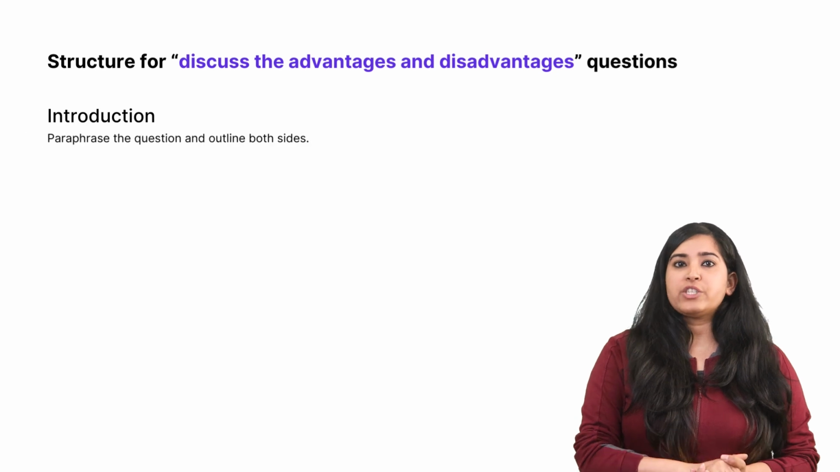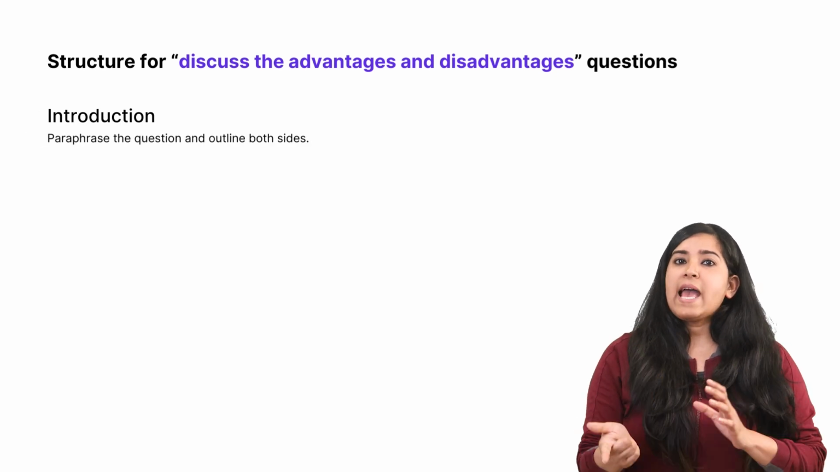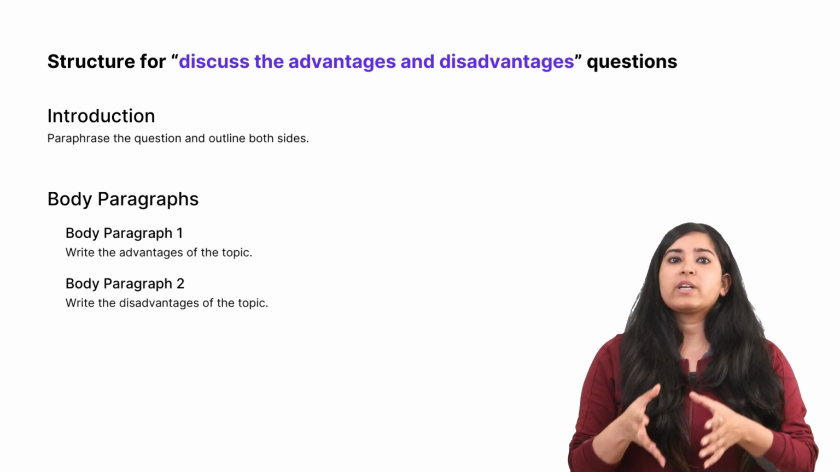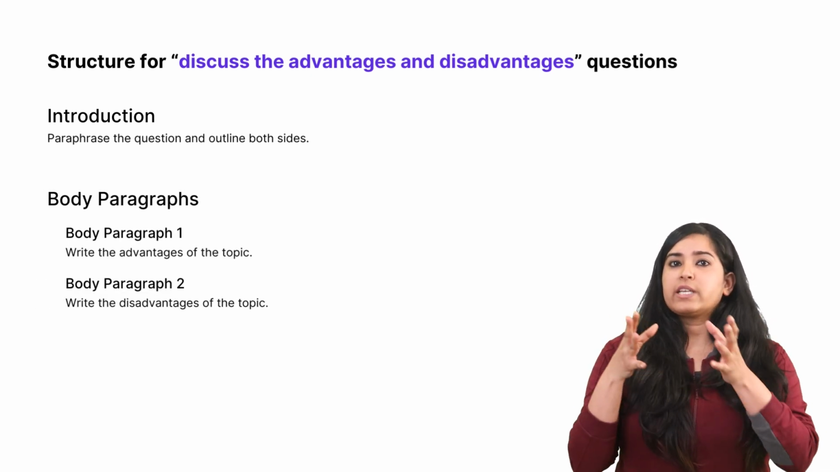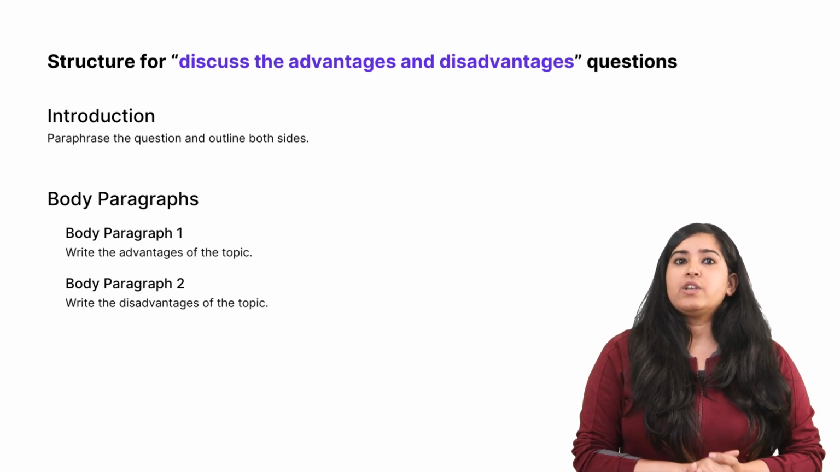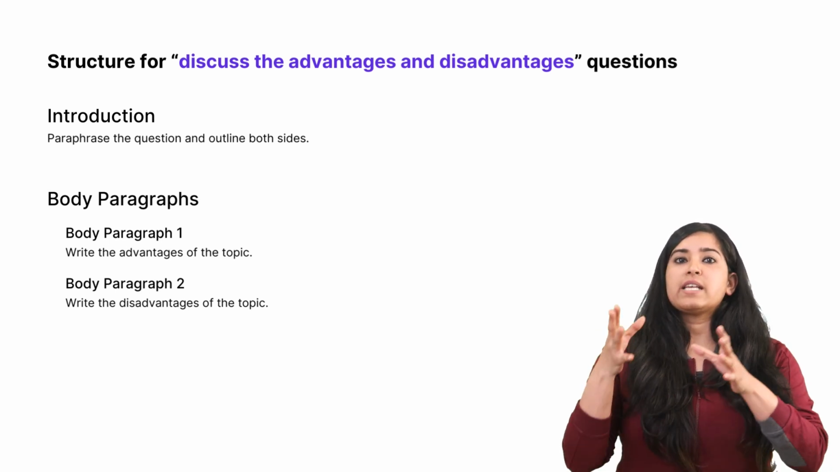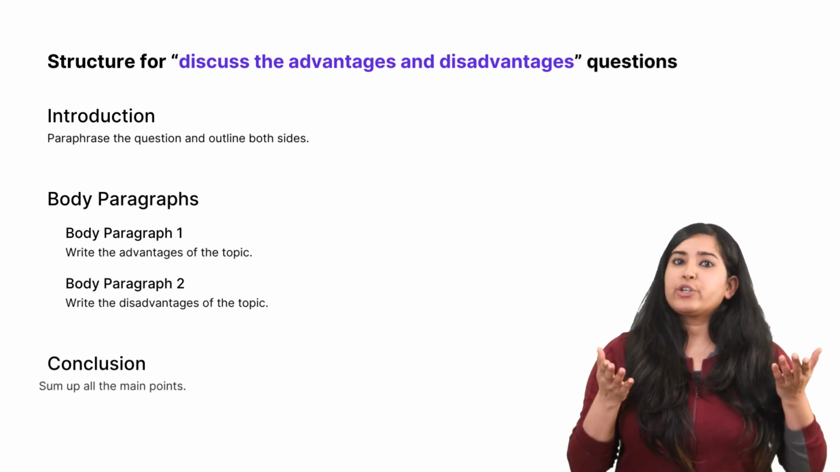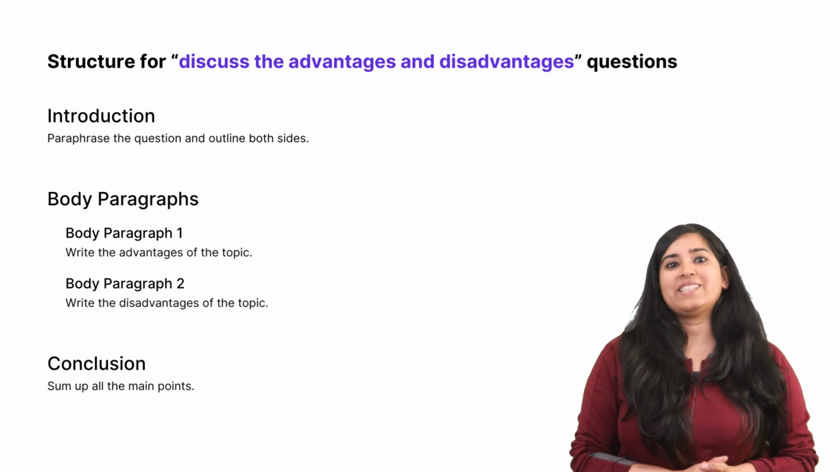First paragraph would be your introduction, where you paraphrase the question and outline both sides. Next, the body paragraphs, where one paragraph will contain the advantages and the other will contain the disadvantages. Note that this is plural, so you will have to present a couple whilst explaining them and providing examples. And finally, your conclusion where you'll sum up the main points.